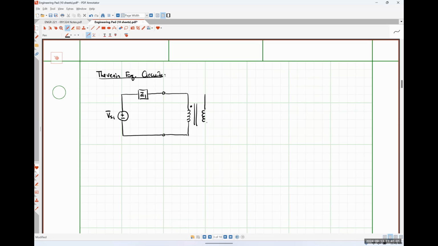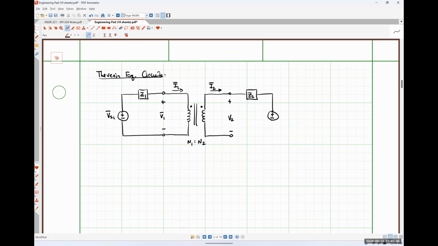And for simplicity's sake, I'm going to have the dots on the same side. Here is my voltage V1. Here is my current I1. Over here, I've got my secondary. Here is my voltage V2. Here is my current I2. And we have N1 colon N2 down here. Then on the secondary side, I'm going to have another impedance.